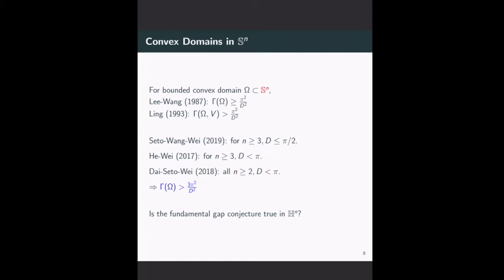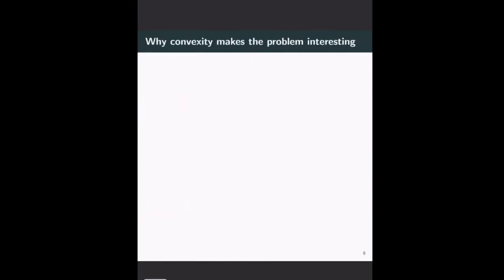So I was at a workshop with Xuan Wei and Judy Clutterbuck, and the question is: is the fundamental gap conjecture true in Hn, which is hyperbolic space? So it's true in Rn, it's true in Sn, is it true in hyperbolic space? But first, I'm going to explain why convexity makes the problem interesting. If you don't have a convex set, there's really nothing.